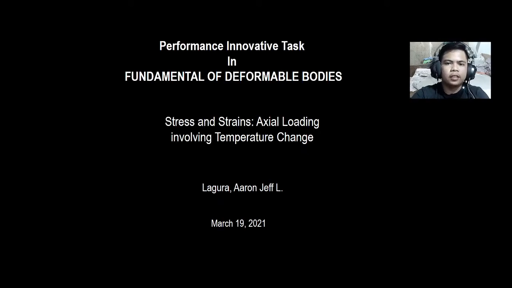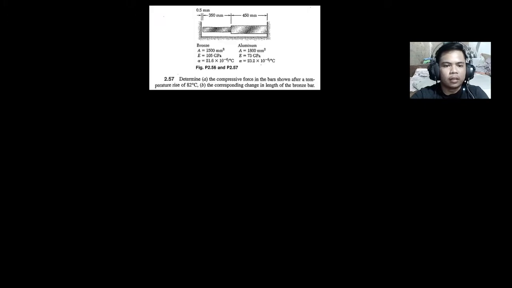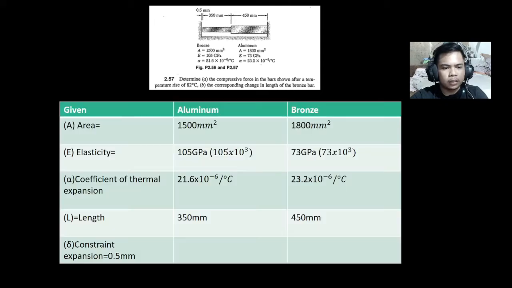Good day! In this video, I am going to show you a sample problem on how to solve stress and strains axial loading involving temperature change. For the problem, determine the compressive force in the bars shown after a temperature rise of 82 degrees Celsius and the corresponding change in length of the bronze bar.